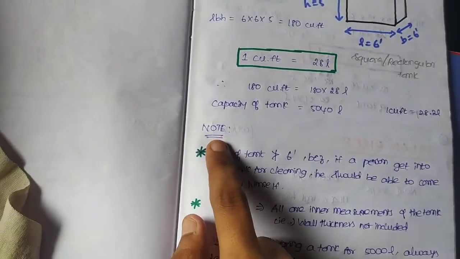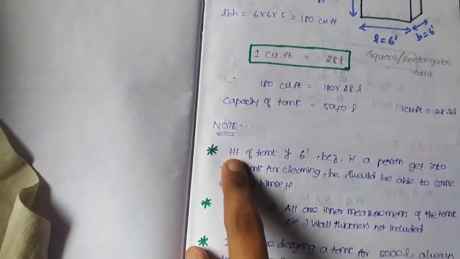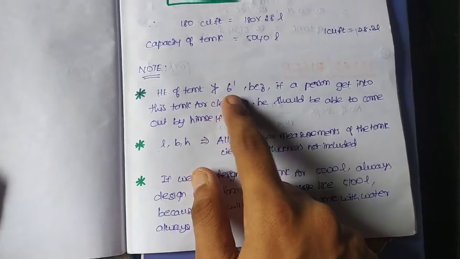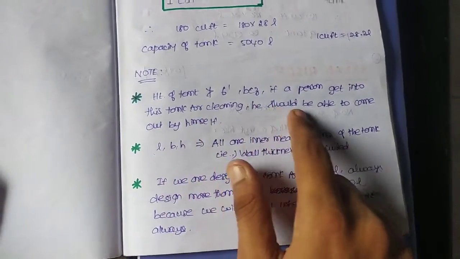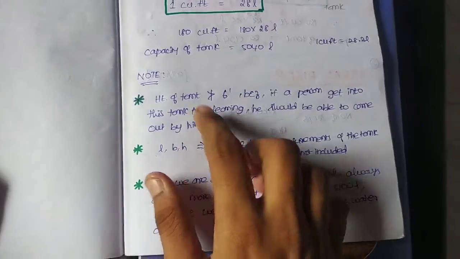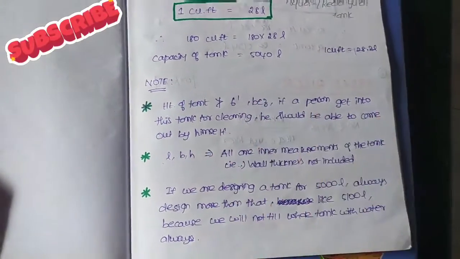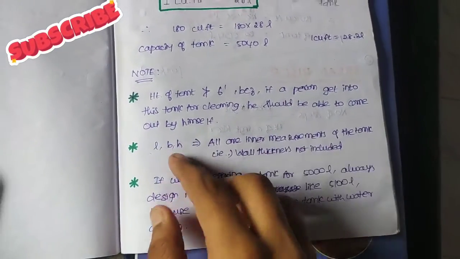And here are some important notes. Generally, the height of the tank should not be greater than 6 feet, because if a person gets into this tank for cleaning, he should be able to come out by himself. This is general practice, but in some cases it might not be used.